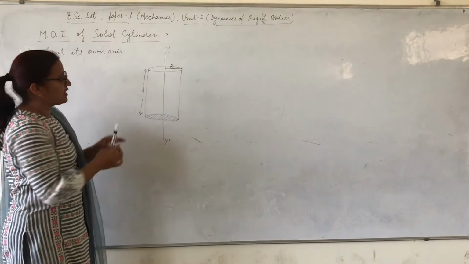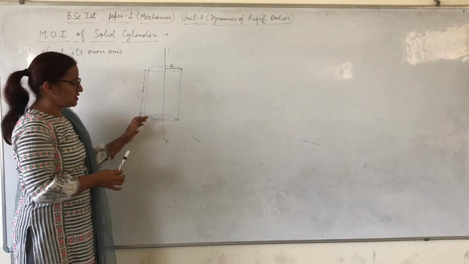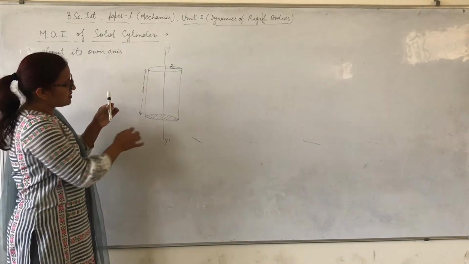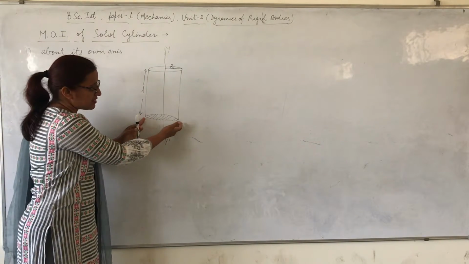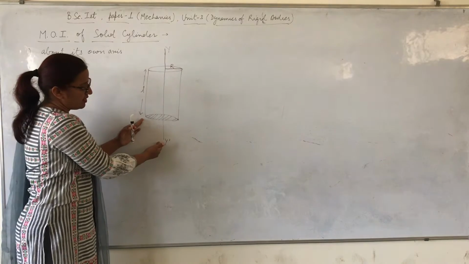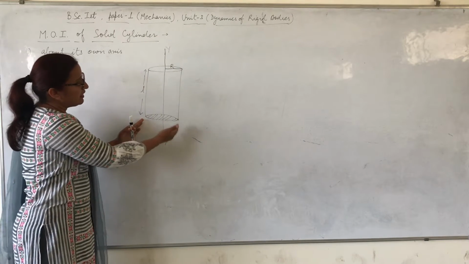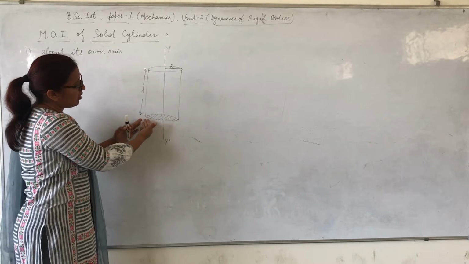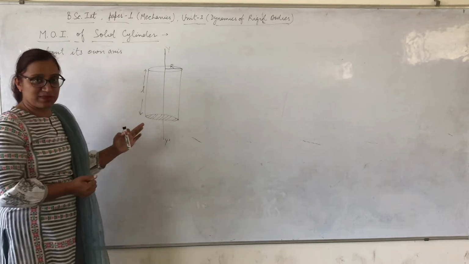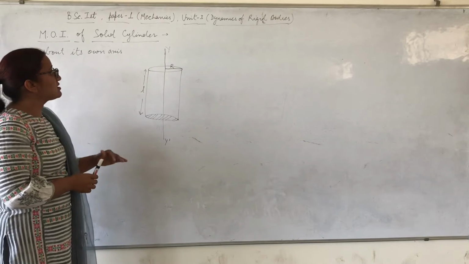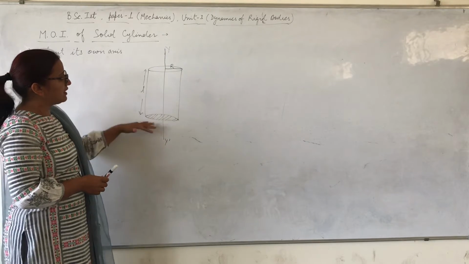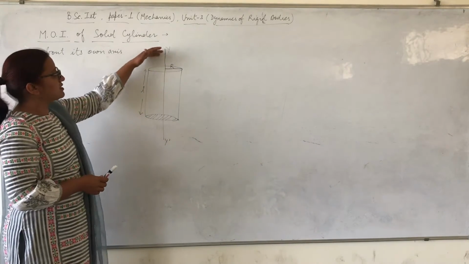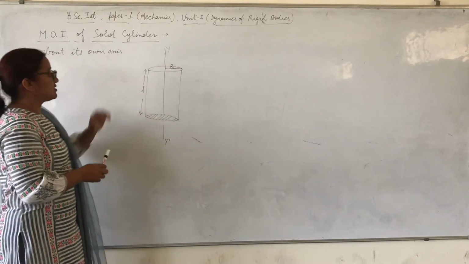So first, students, we will calculate the moment of inertia of one such circular disc about the given axis, and then we will integrate that expression over the length, from 0 to L, and it will give us the moment of inertia of the entire solid cylinder about its own axis. Let us do this.